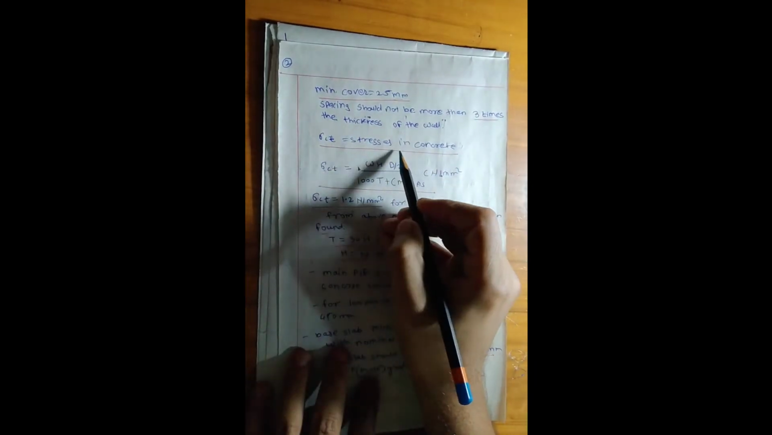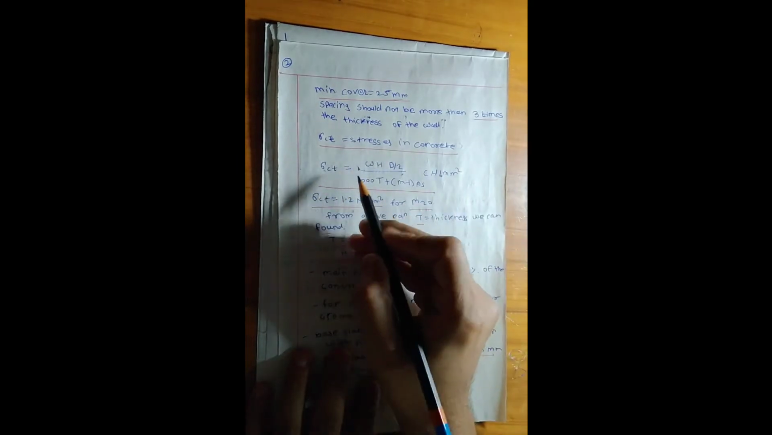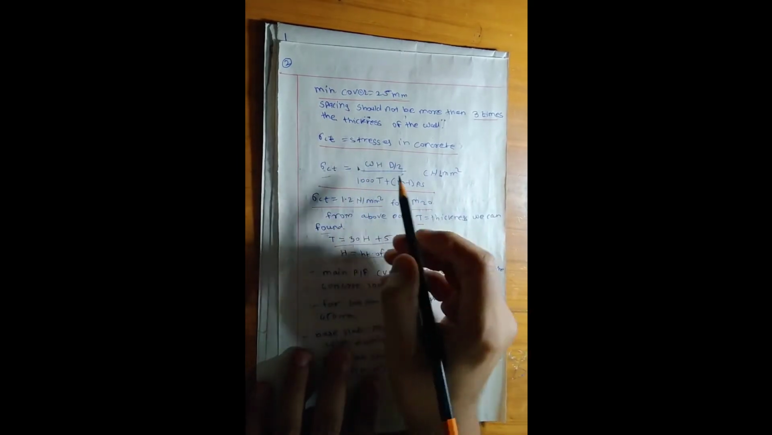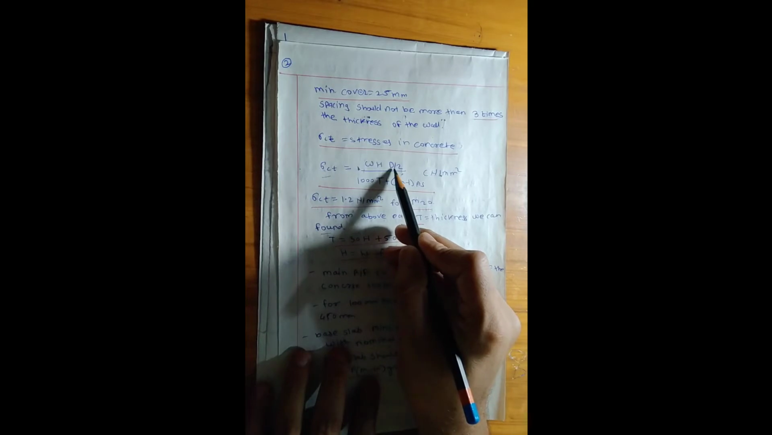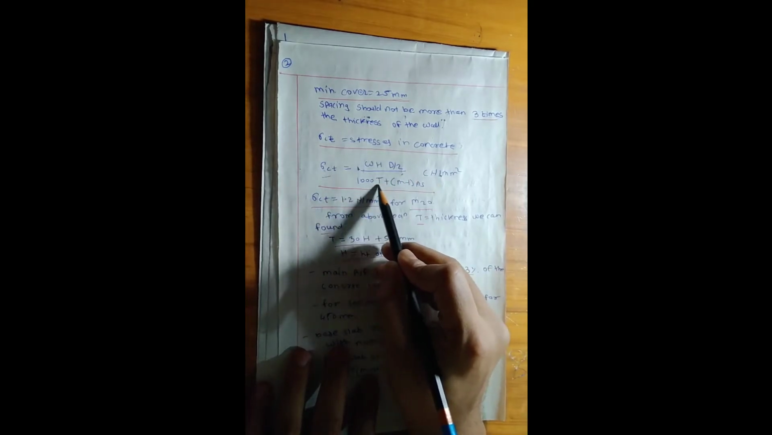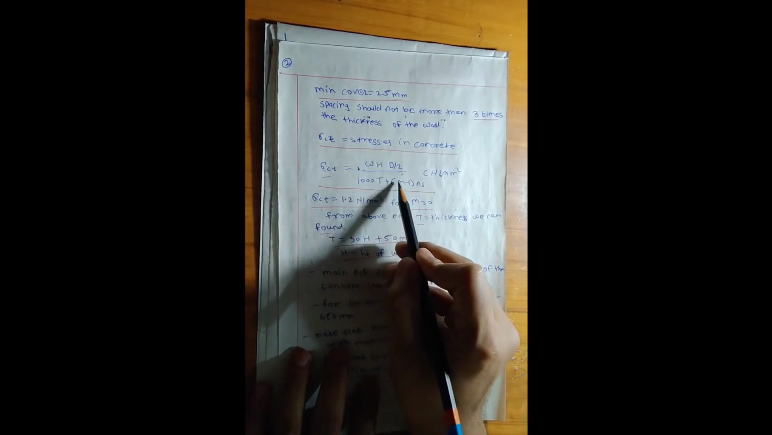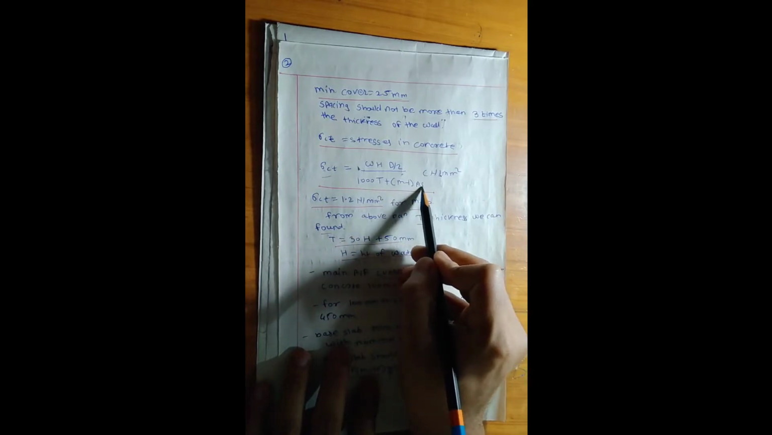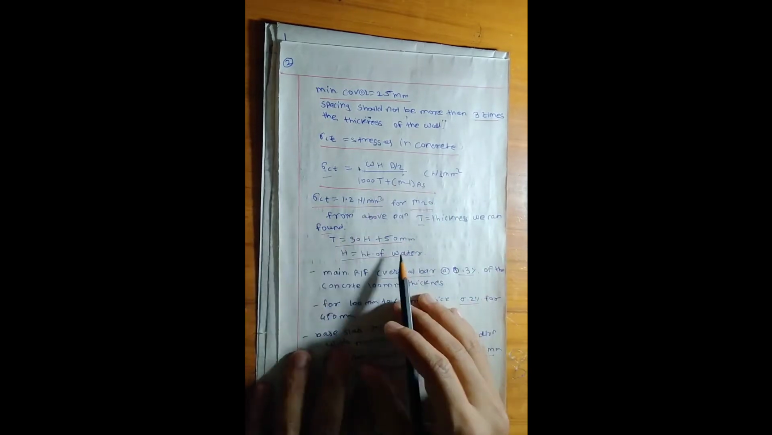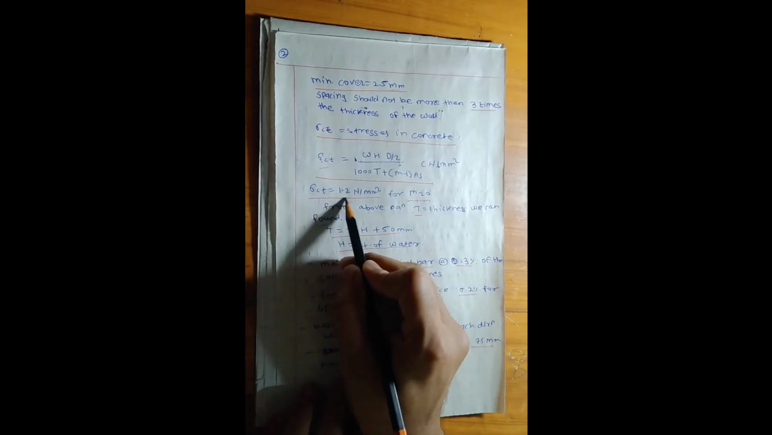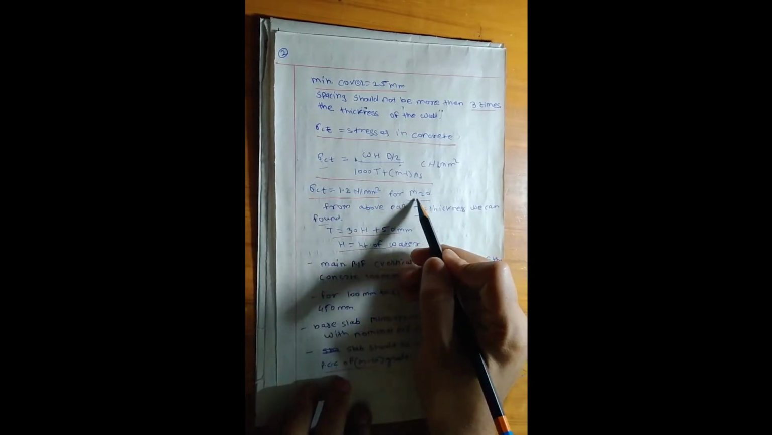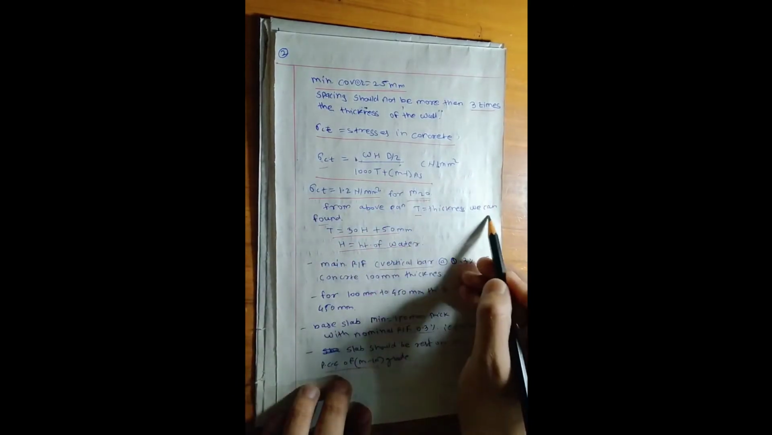Sigma ct is the stress in concrete. How to calculate sigma ct? Sigma ct is equal to WHD divided by 2, into 1000 into thickness of the wall plus (m minus 1) into As. As is the area of steel, and m is the modular ratio. Sigma ct is equal to 1.2 Newton per mm square for M20 grade of concrete. T is the thickness of the wall.